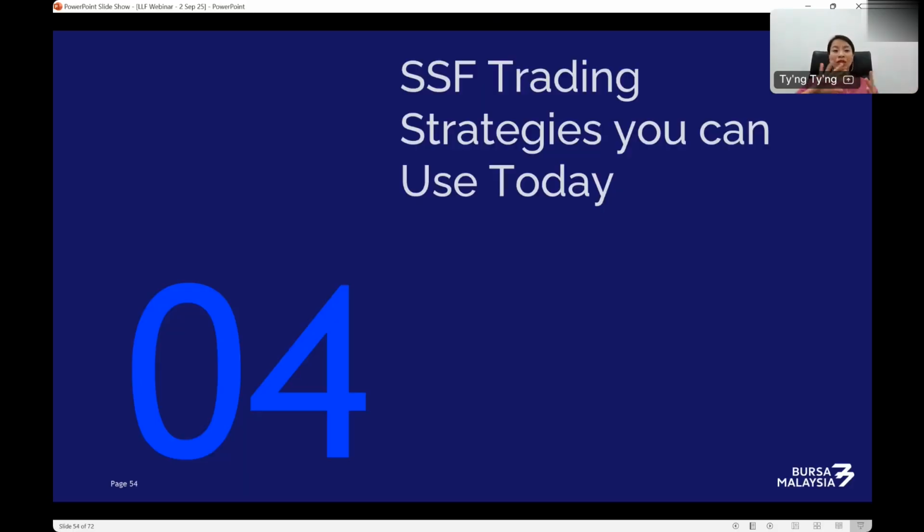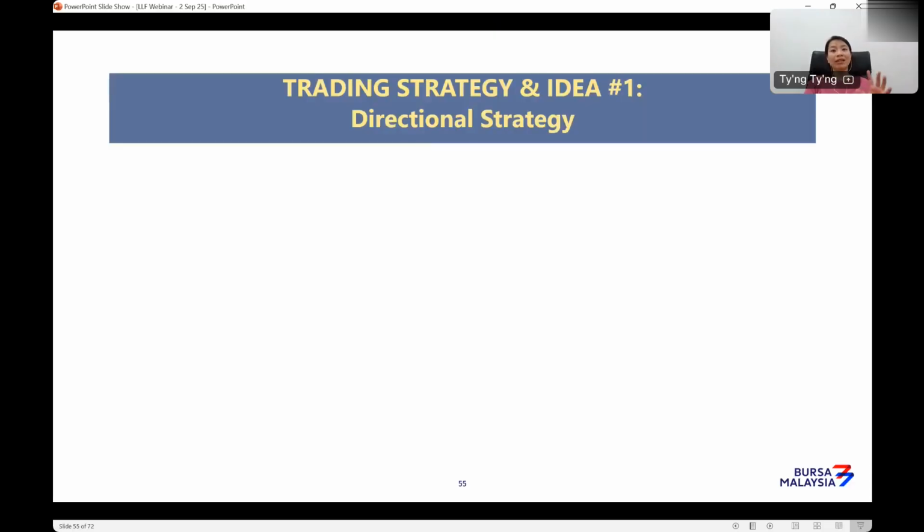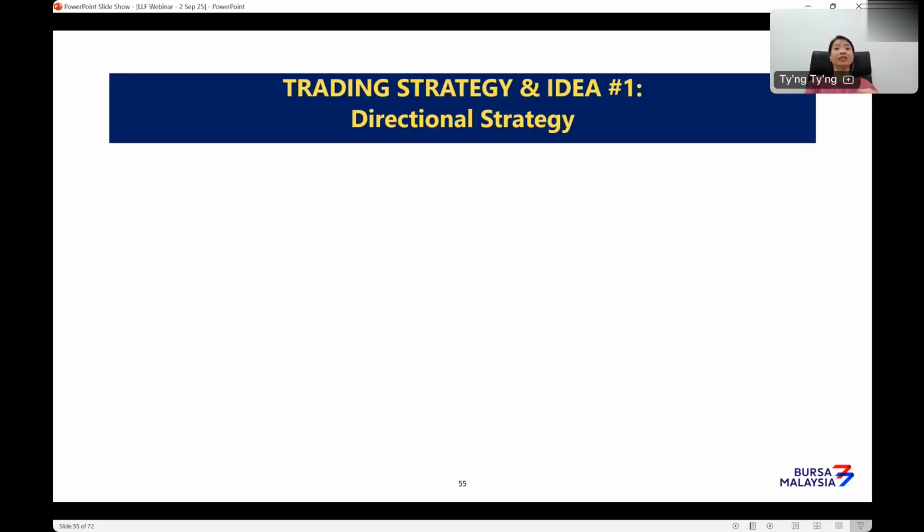Now, we're going to move into the last session, which is our focus for today. What are the trading strategies that you can use? I'm going to give you some simple trading strategies and ideas. I'm not going to go for those very complex trading strategies and ideas like arbitrage, pair trading, etc. So I'm going to give you 4 simple trading strategies and ideas which you can apply in your single stock futures trading. Now, the first trading strategy and idea is the directional strategy.